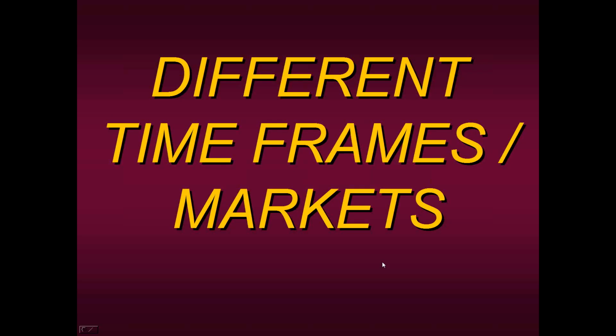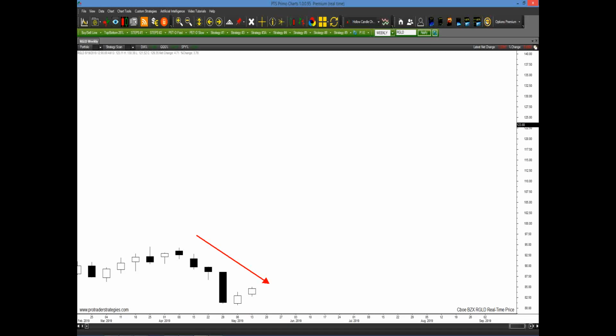Now, let's look at some different time frames and some different markets because we know that not everyone trades daily bars of stocks. Let's look at some weekly time frames and let's look at some other markets as well. Okay, here's a weekly chart of RGLD. Once again, looks like we're in a downtrend, right? We apply the buy-sell line. We go through the exact same process.